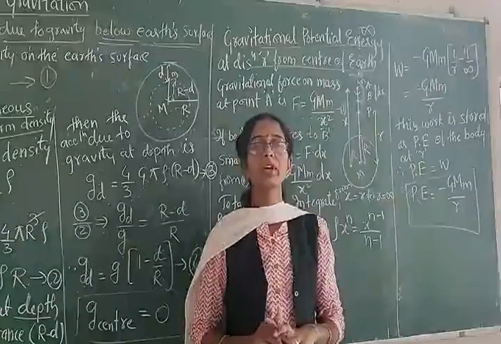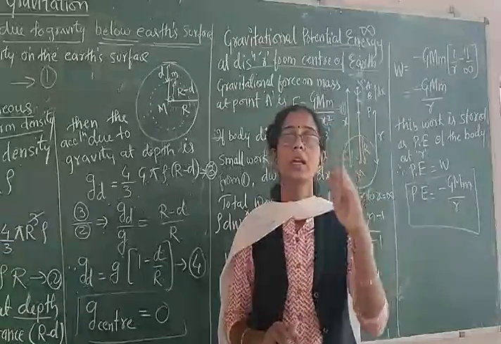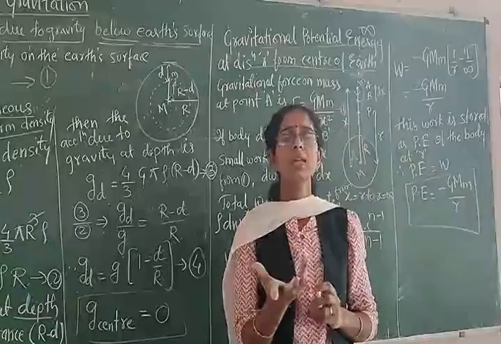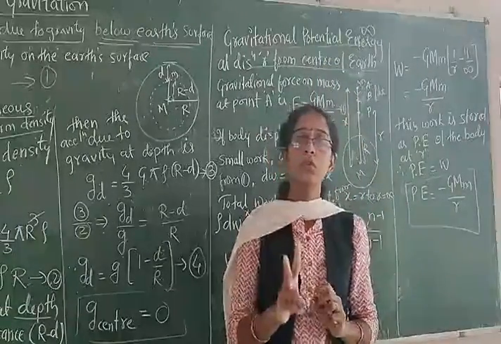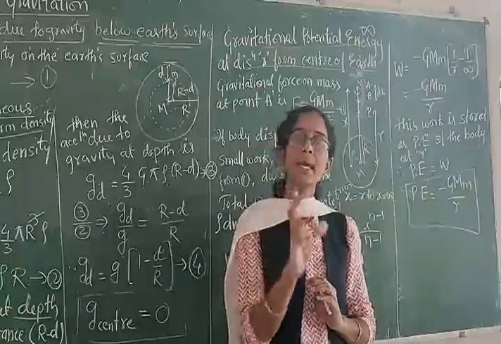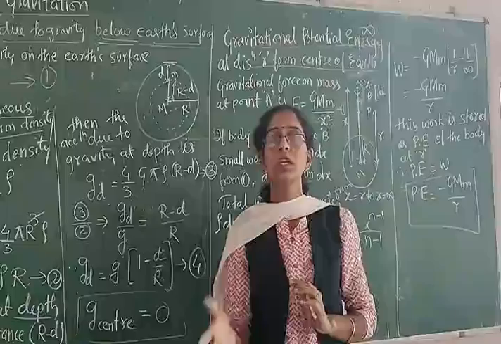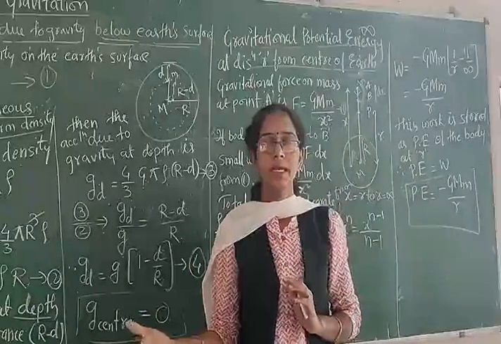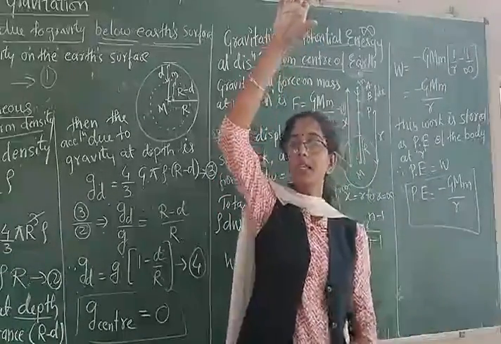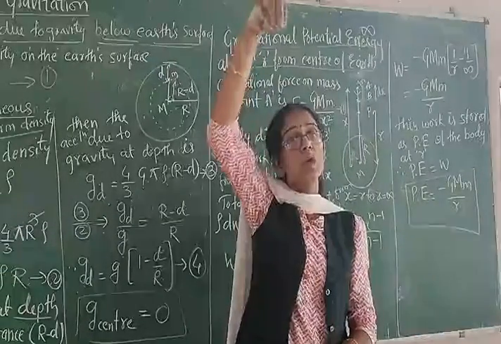So what is meant by gravitational potential energy? It is nothing but the energy possessed by the object when it is under the effect of Earth's pull and it is at rest. So we know that the total energy is convertible into two forms. One is potential energy, another is kinetic energy. When the object is at rest, the energy possessed is potential energy. When the object is under motion, the energy possessed is kinetic energy. So when the object is at rest, being kept under the effect of Earth's gravitational pull, the energy stored in it is called gravitational potential energy.